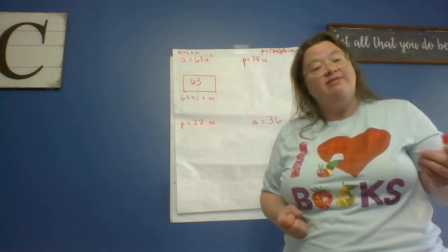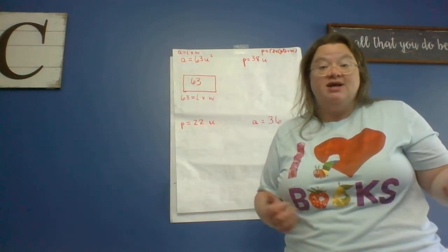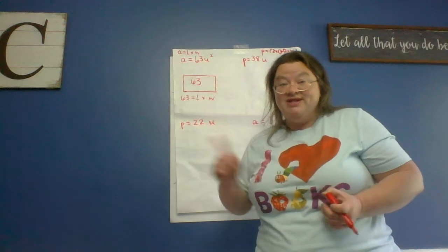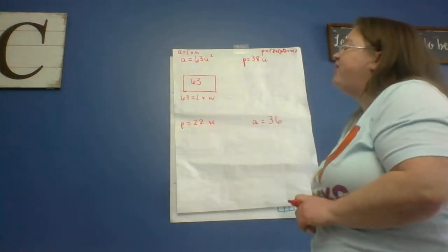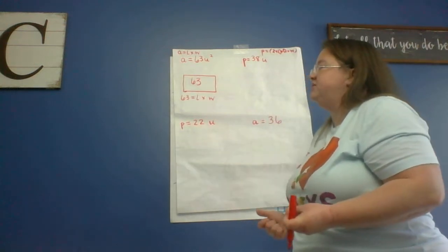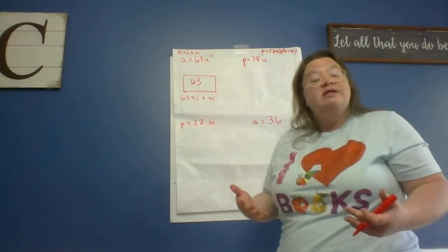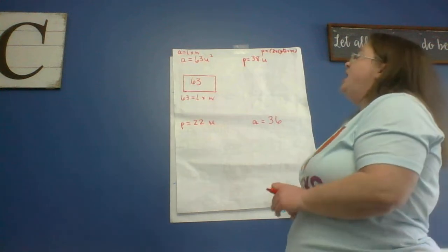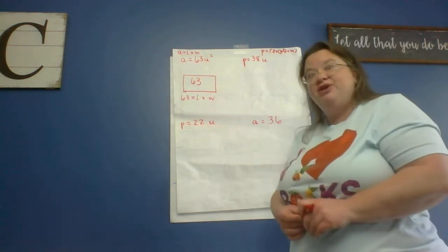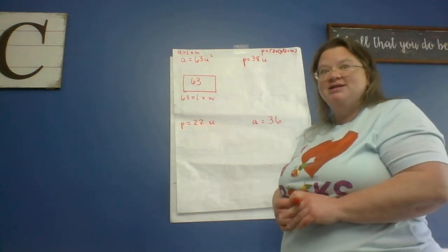Now, some of these problems, there might be more than one way to do this. This one, I don't think there is. I think there's only one way. So we're going to think about factors of 63. What numbers can I multiply together to get 63? This one's a little tricky. Hopefully you remember our 9s times tables.